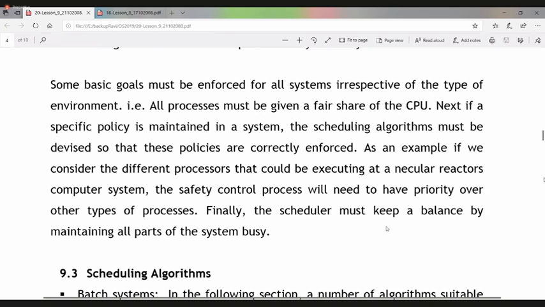So finally, the scheduler must keep a balance by maintaining all parts of the system busy, right?